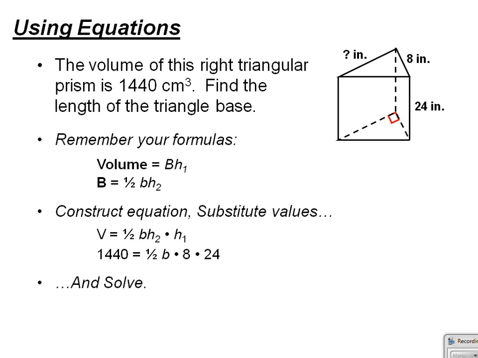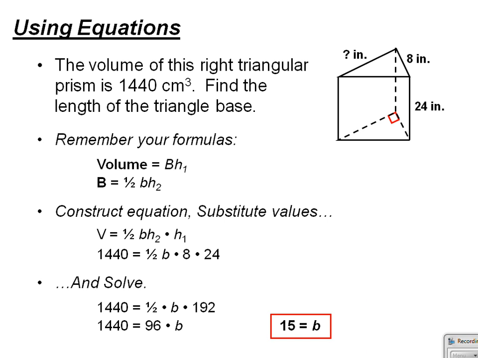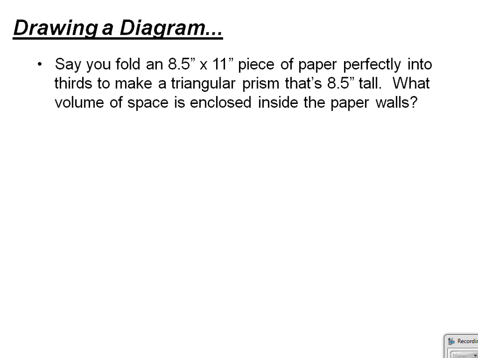To solve it, let's multiply 8 times 24. We get 192. Then we need to undo everything that's being done to the variable b. Although before we do, we can take 1/2 of 192. That gets us 96. And then solve for b by dividing both sides by 96. And we get b equals 15. So as long as you're familiar with your formulas, you can use them to set up an equation to solve for the unknown variable. Now, some of the problems we're going to be doing in this lesson are going to become much more tricky.